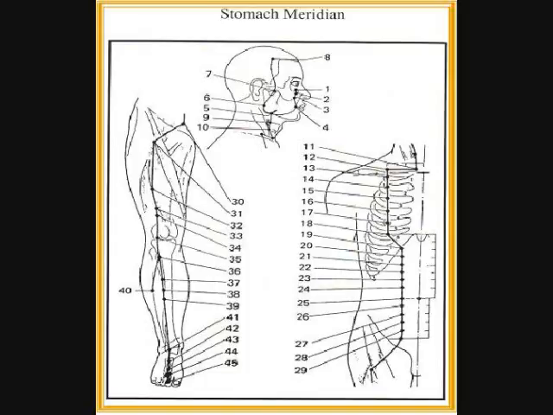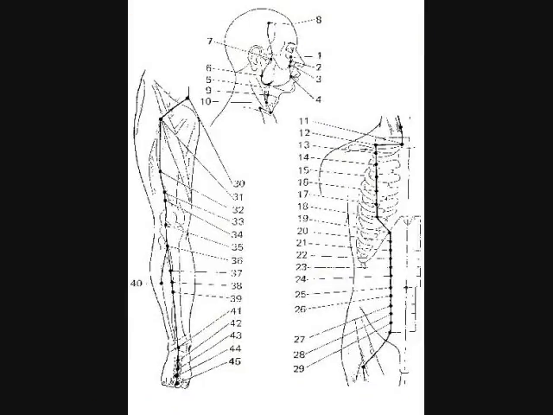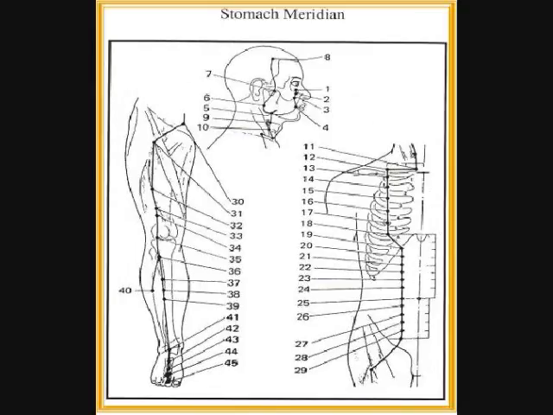Stomach 21. 4 cun above umbilicus, 2 cun lateral to Ren 12. Stomach 22. 3 cun above the umbilicus, 2 cun lateral to Ren 11. Stomach 23. 2 cun above umbilicus, 2 cun lateral to Ren 10. Stomach 24. 1 cun above umbilicus, 2 cun lateral to Ren 9.